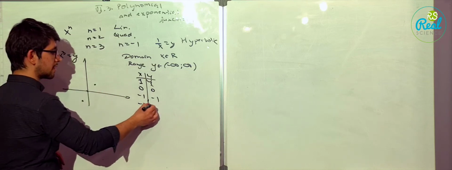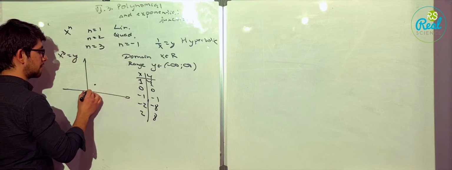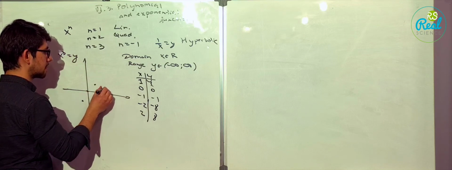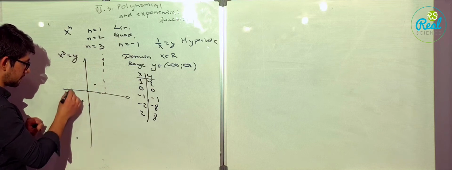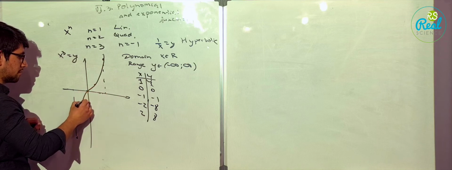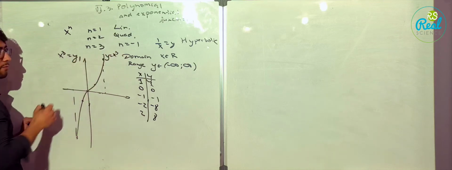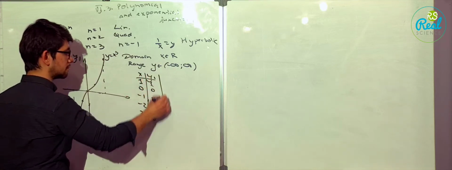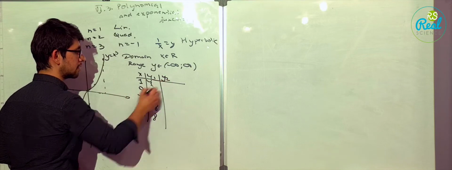Minus 2 cubed is minus 8. 2 cubed is 8, right? So let's draw. 1, 2, till 8, let's say. Here you have minus 8. Something like that. So this is your first cubic graph, okay? y equals x cubed. Let's say it's y1.